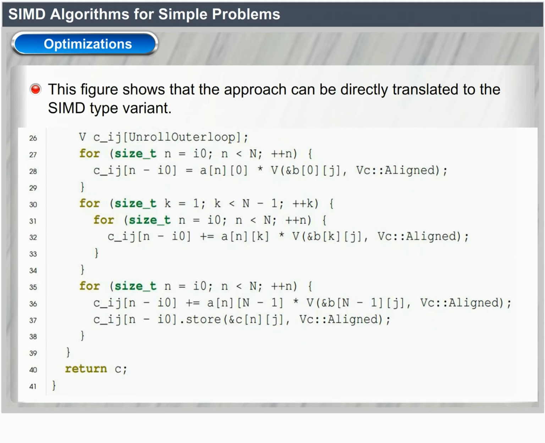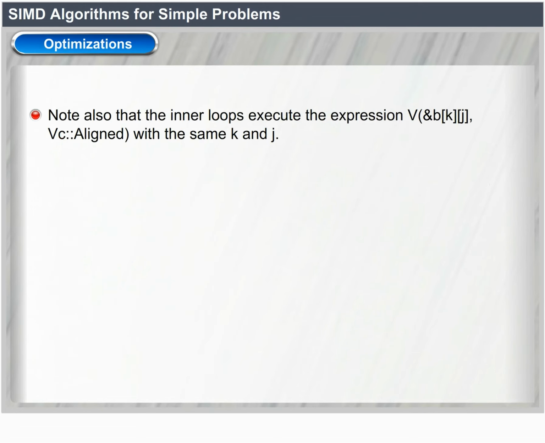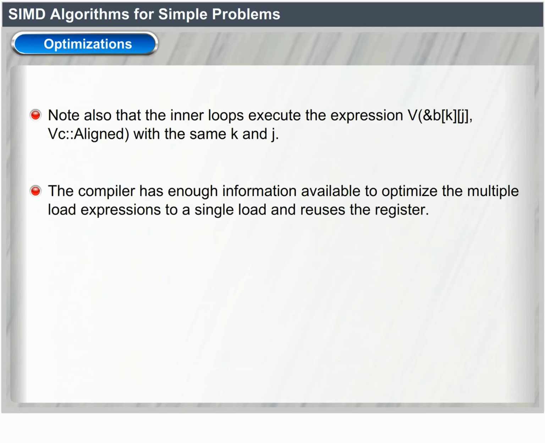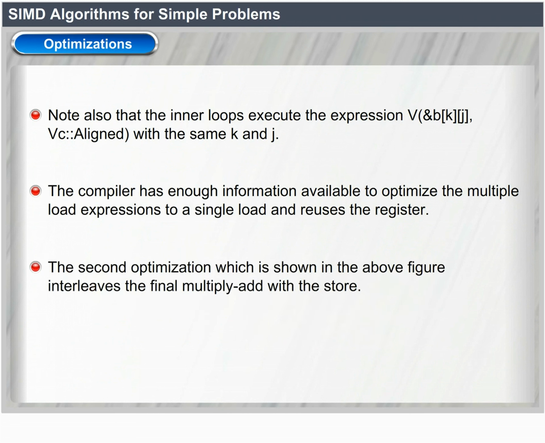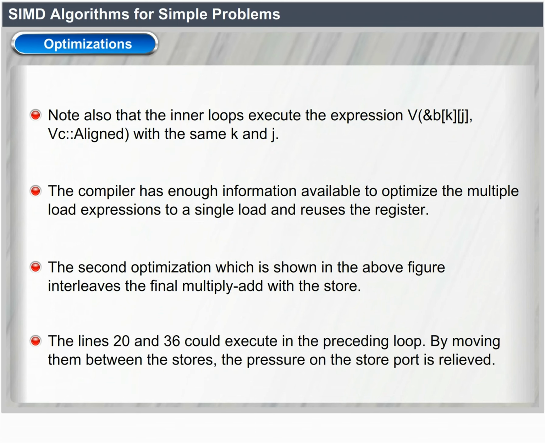Note also that the inner loops execute the expression V(&B_kj, Vc aligned) with the same k and j. The compiler has enough information available to optimize the multiple load expressions to a single load and reuse the register. The second optimization, which is shown in the above figure, interleaves the final multiply-add with the store. Lines 20 and 36 would execute in the preceding loop. By moving them between the stores, the pressure on the store port is relieved.